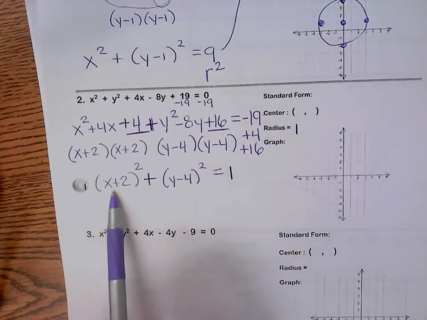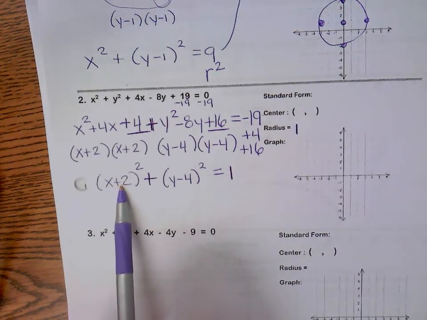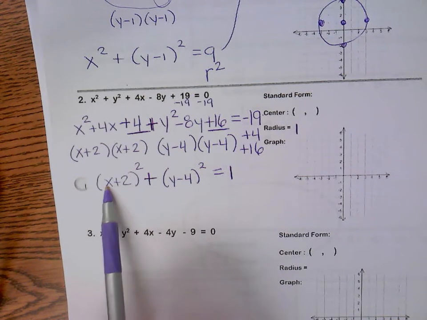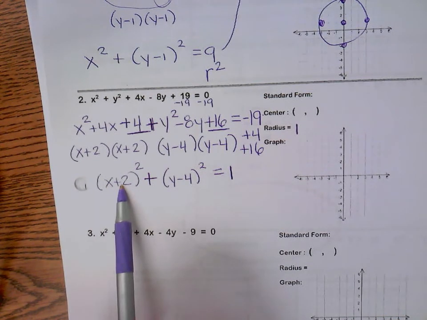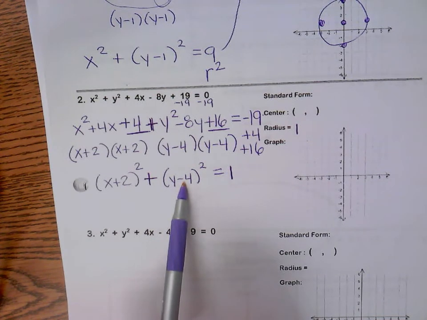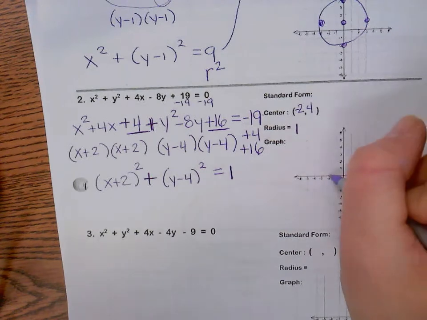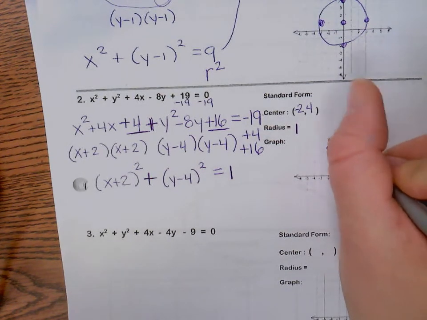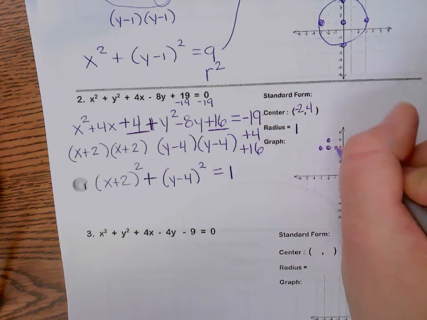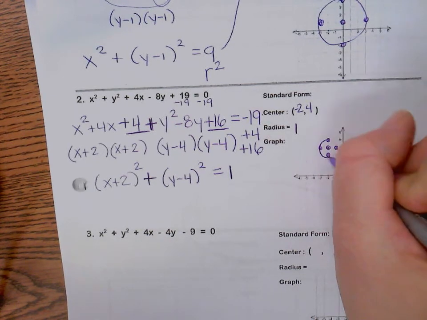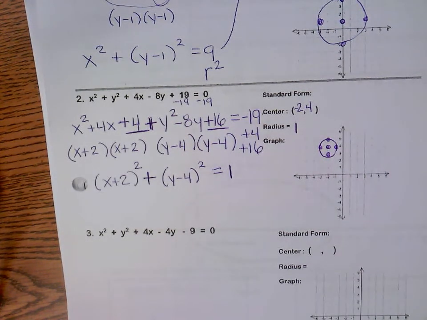This time I had x plus 2. So if it's x plus 2, it's actually to the left. So my center is at -2, but still at +4. So -2, +4, 1, 2, 3, 4, and it has a radius of the square root of 1, which is 1. So a really small circle that's been moved left 2 and up 4.